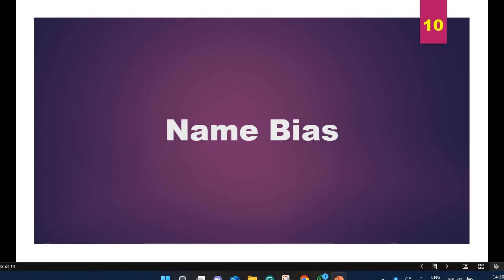Name bias again explains itself: when people are discriminated against or favored because of their name. Like this person has this name, from this community or this part of the world, so they are either favored or discriminated against solely based on their name, not looking at anything else, how good or bad the person is, what qualities the person has, what good or bad the person has done, nothing. Just based on a name, we have a bias.